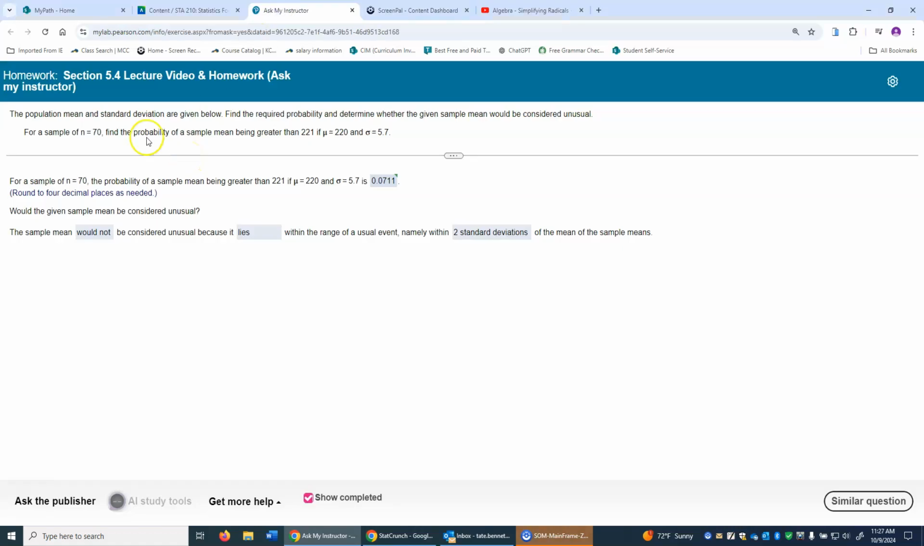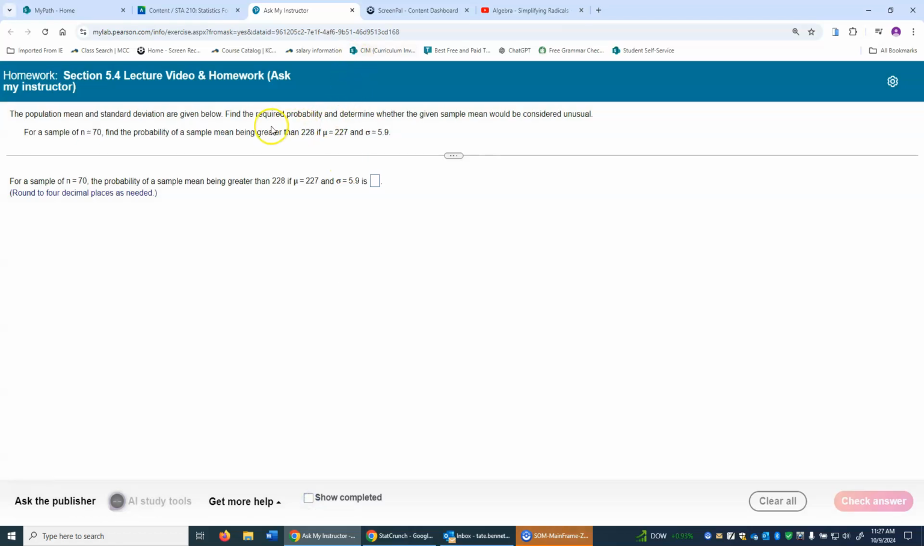So I saw your question in the email from section 5.4. The population mean and standard deviation are given below. Find the required probability and determine whether the given sample mean would be considered unusual. We got a sample size of 70. I think that is sufficient size to make sure it's normal.